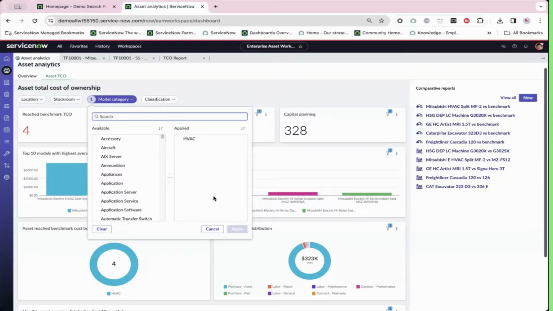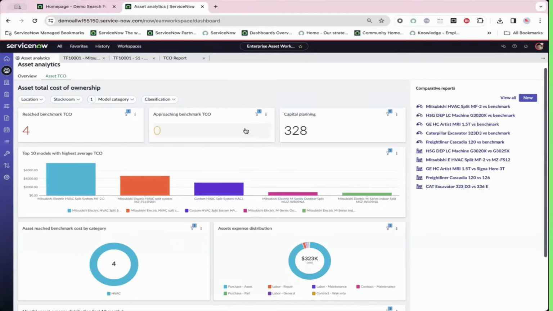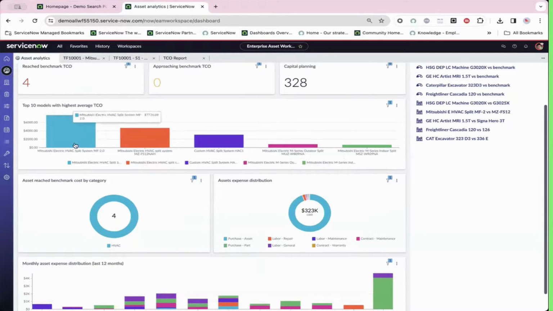At this point, I have HVAC as our model category and classification. You are able to see your reached benchmark TCO, any approaching benchmark TCO if applicable, and capital planning information. You're also able to see your top 10 models with the highest average TCO that's specific to the HVAC system that we're looking at here.